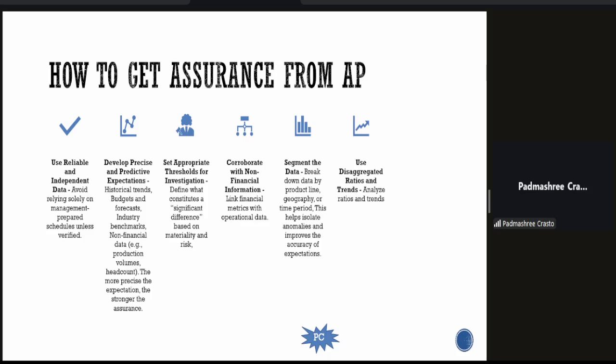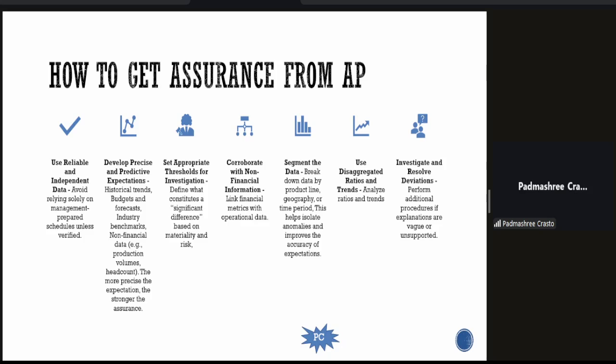Use disaggregated ratios and trends. Analyze as much as possible into ratios and trends. You can disaggregate, make it into further detail, make it unit wise and things like that. So those things one can do to whatever level they are required. Then ultimately, investigate and resolve deviations. This is the final thing that we generally do not end up doing so well.